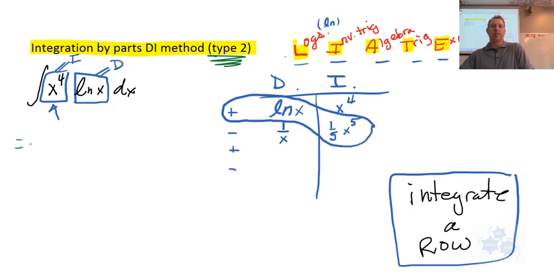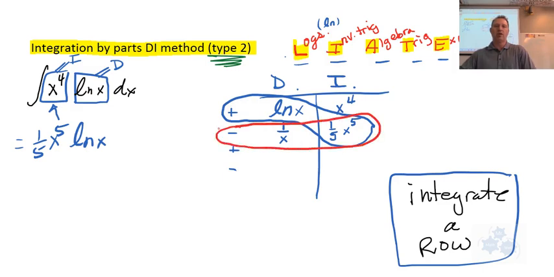We're going to write this down. So 1/5 x to the 5th times ln of x. That's going to be the first thing we're going to do. But then we're going to do minus this row, and we're going to do the integral of that. So minus the integral of 1 over x times really x to the 5 over 5, right? So each row is actually representative of an integral.